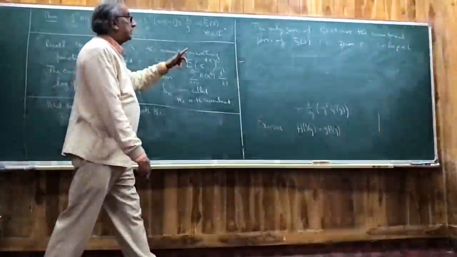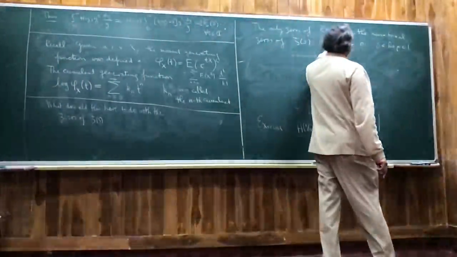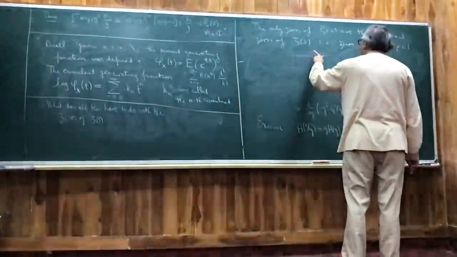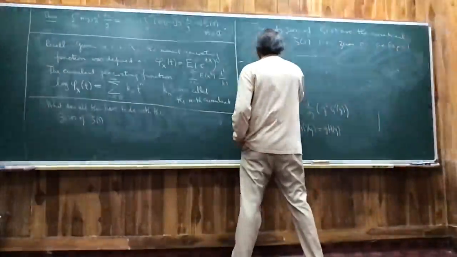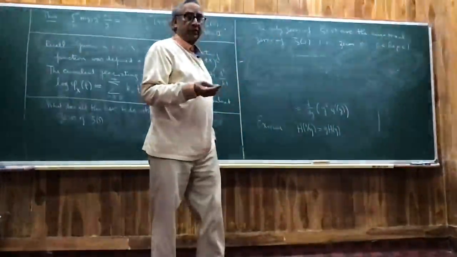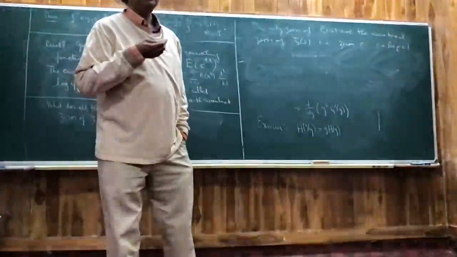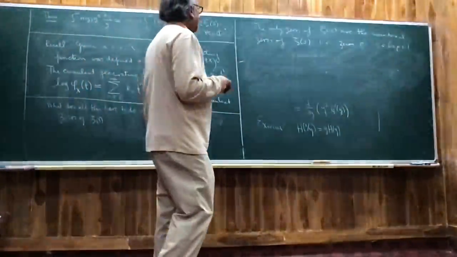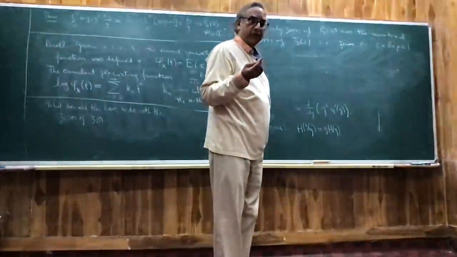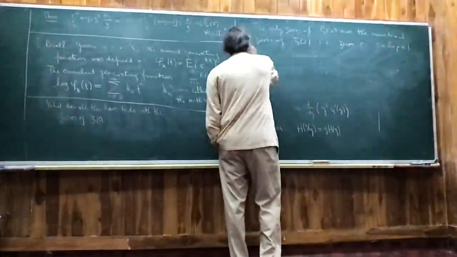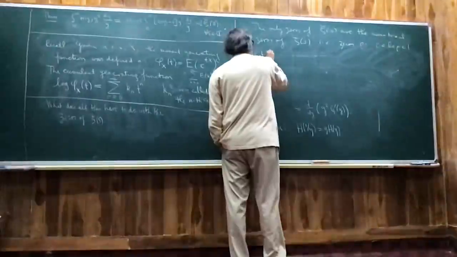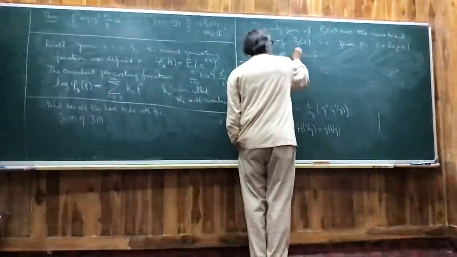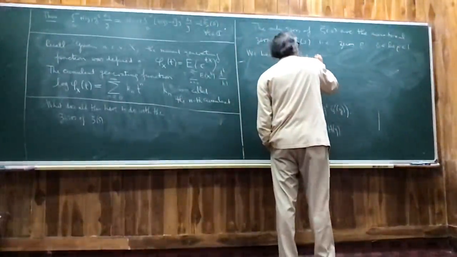Now, the zeros of xi of s are the non-trivial zeros of the zeta function, and you all know about Weierstrass factorization for analytic functions, or slightly better than Weierstrass, in this case, the Hadamard factorization. So we have the Hadamard factorization.